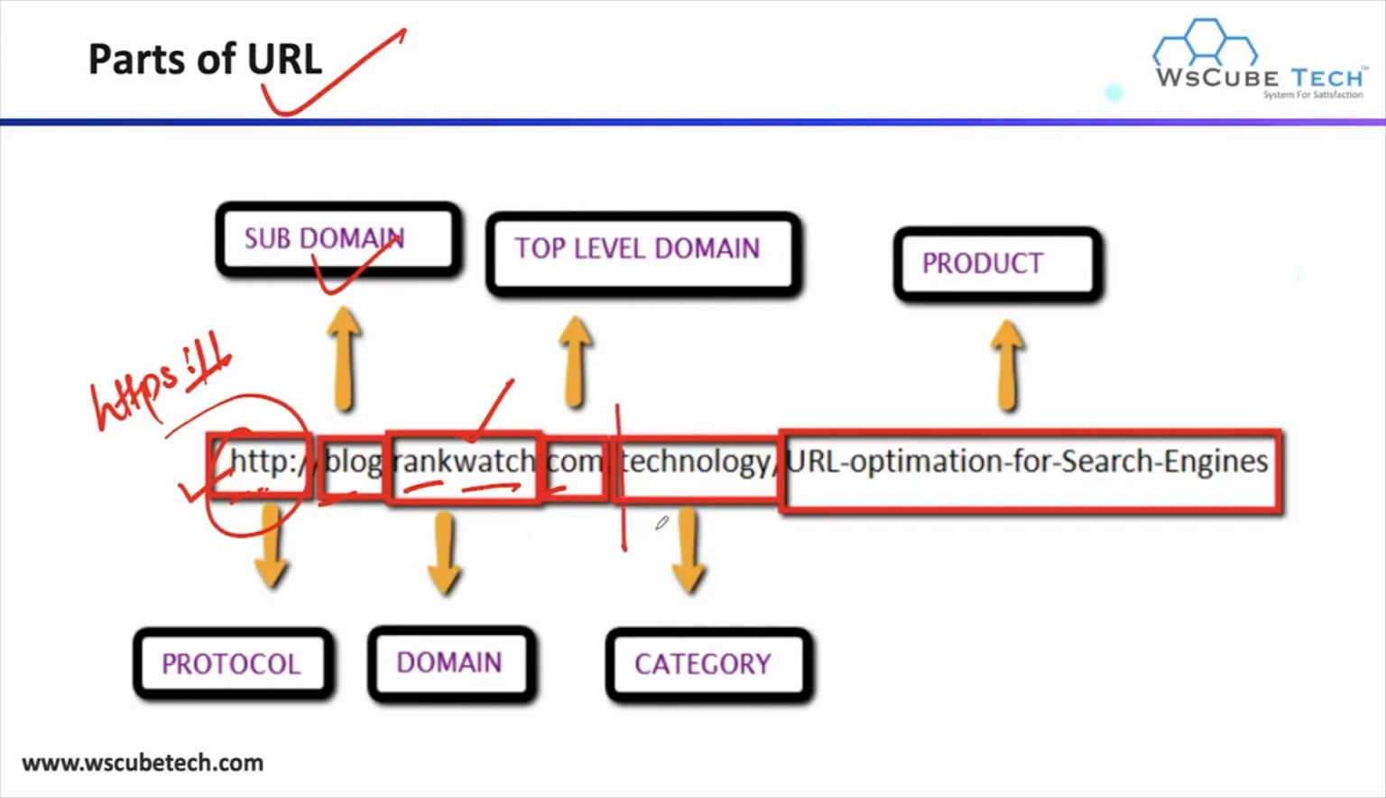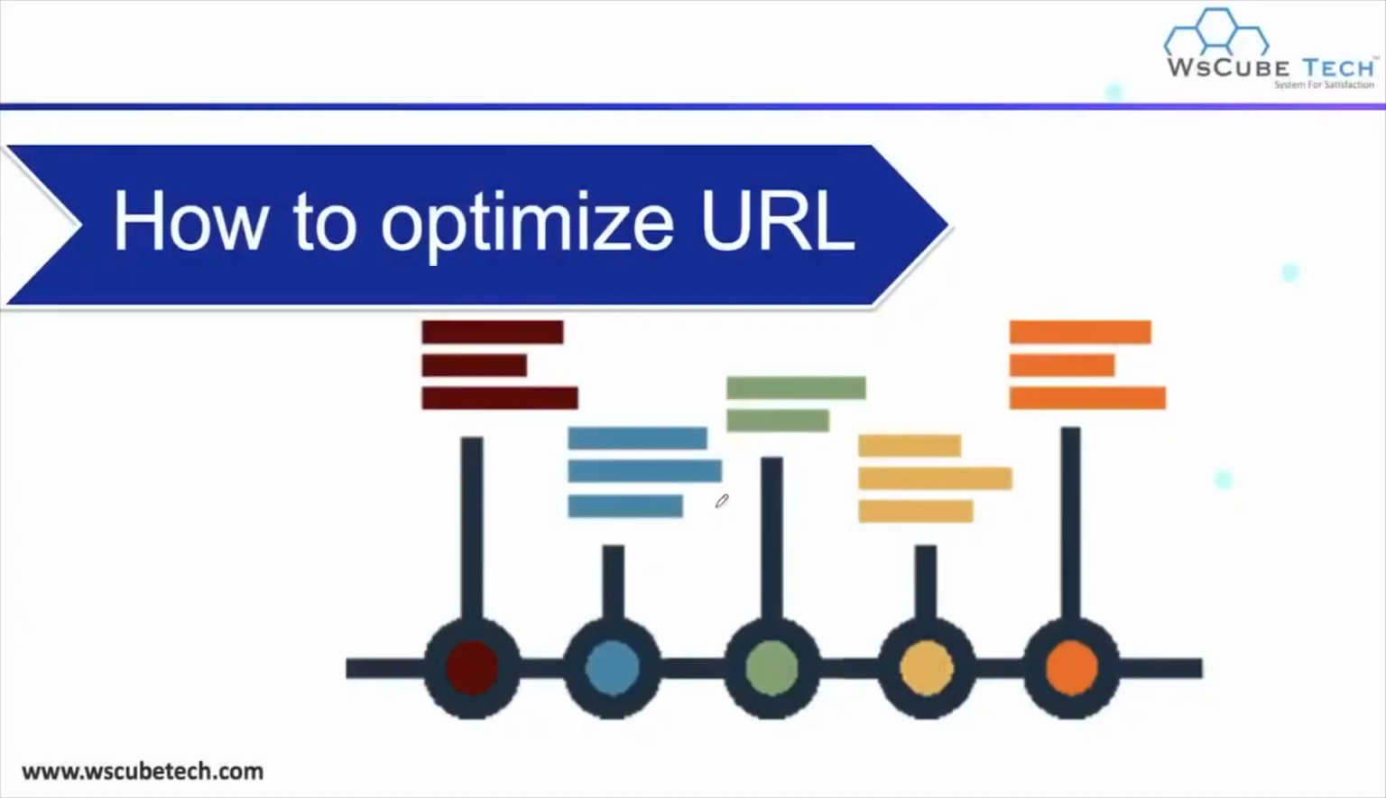After that, we have /technology. What is this technology defined? This is your category. It is the website subfolder, or you can say path. This needs to be descriptive. For example, here we can use technology, this is the category. And after that, this is your product, which is the actual page of the website that has been clicked for. So these are the parts of a URL.